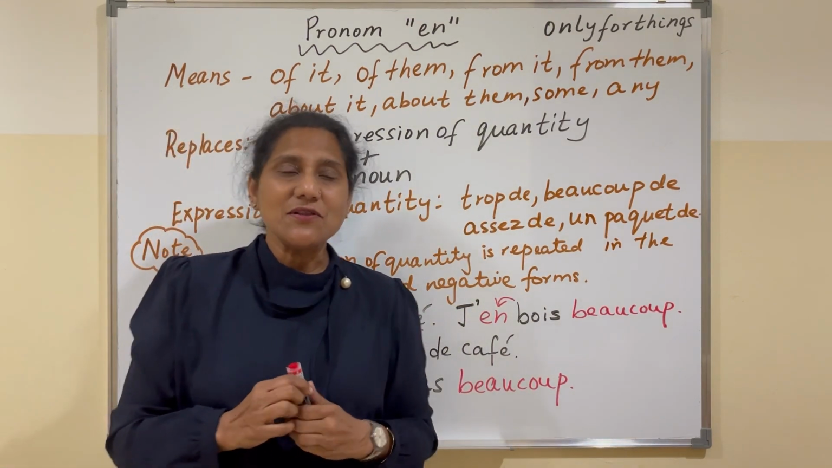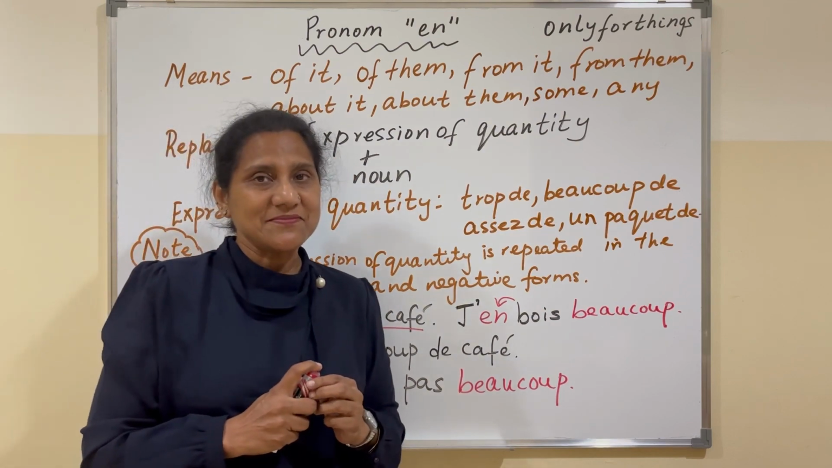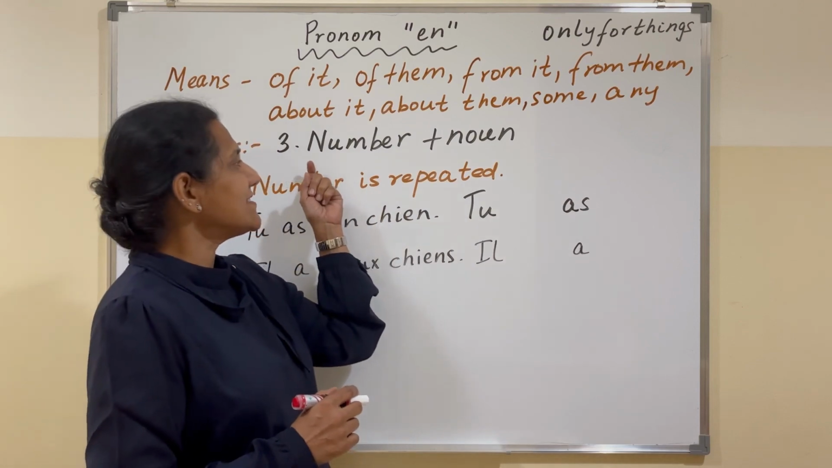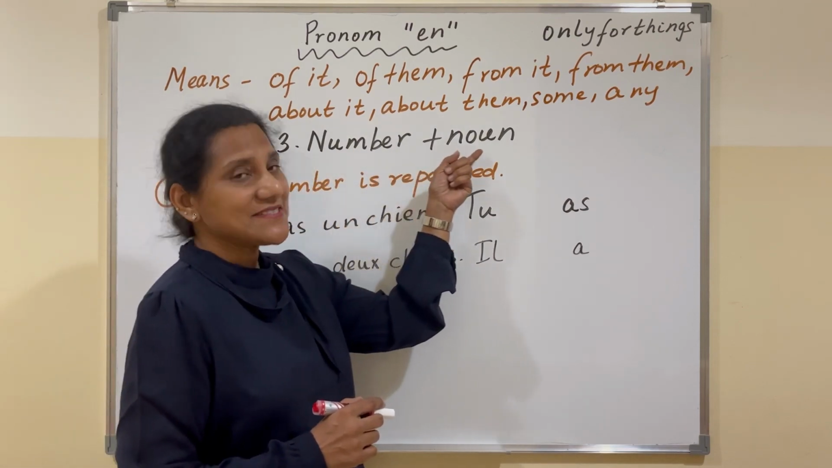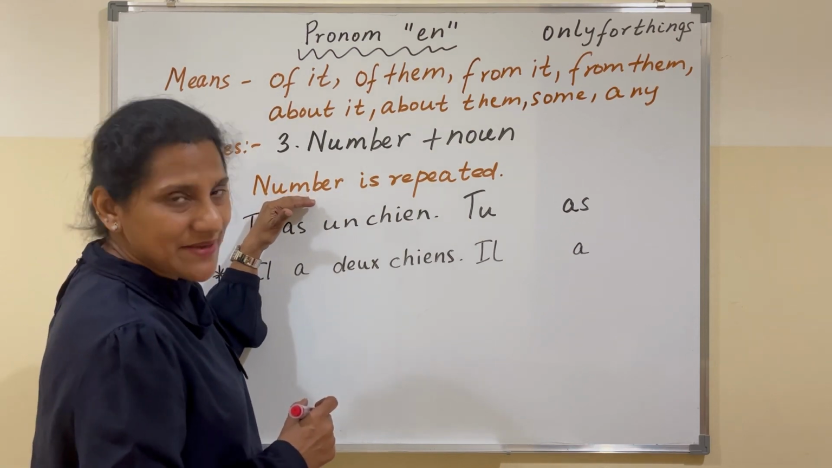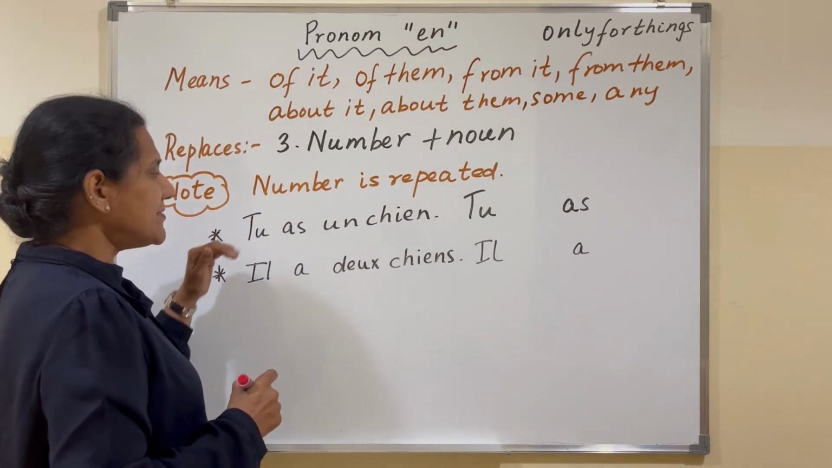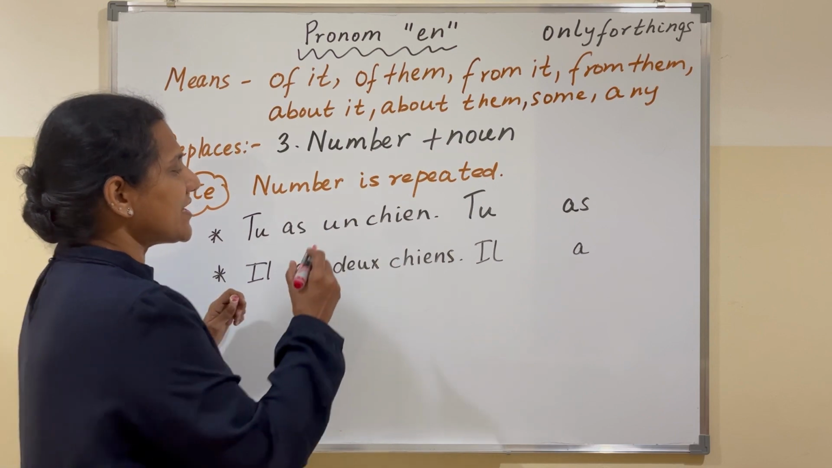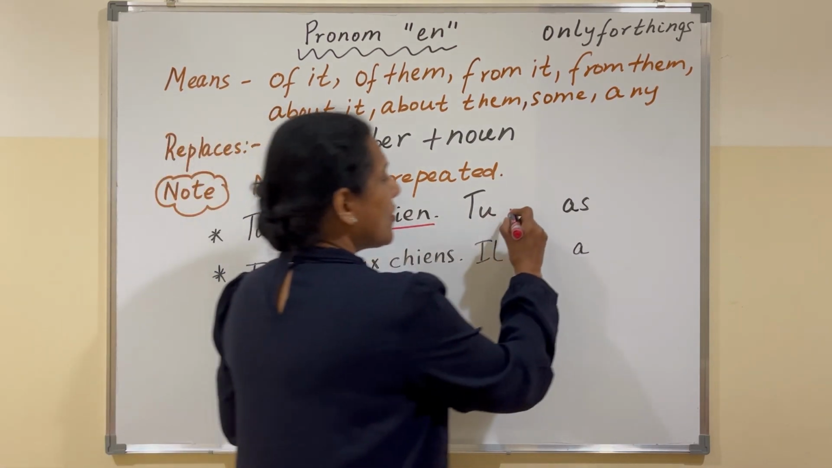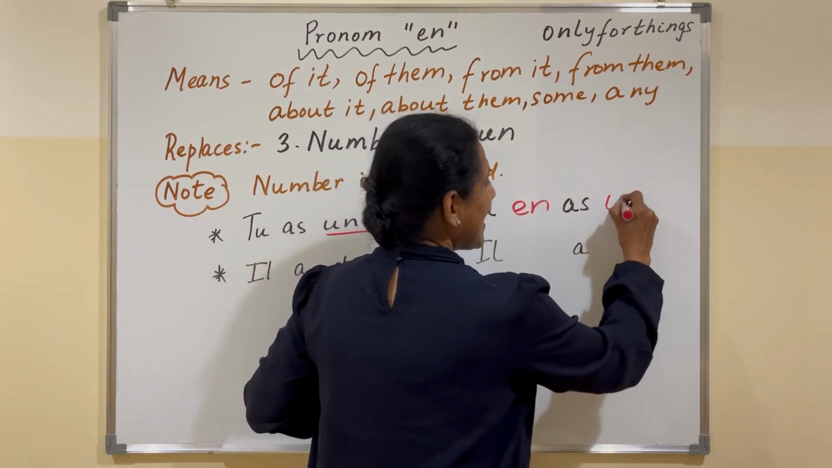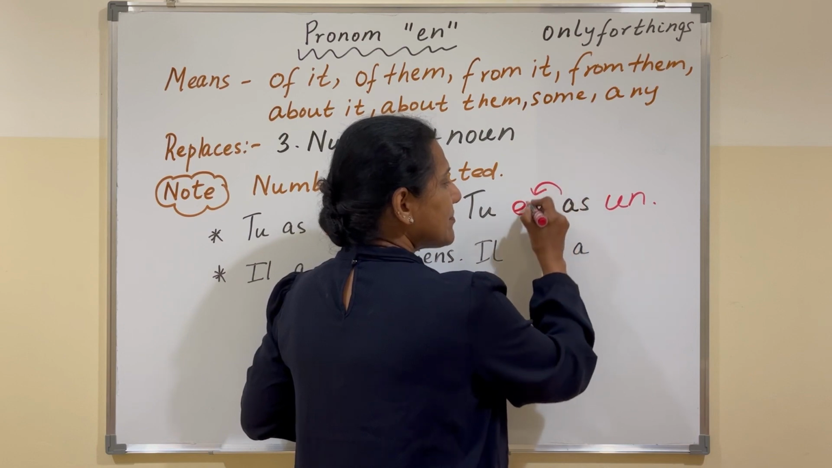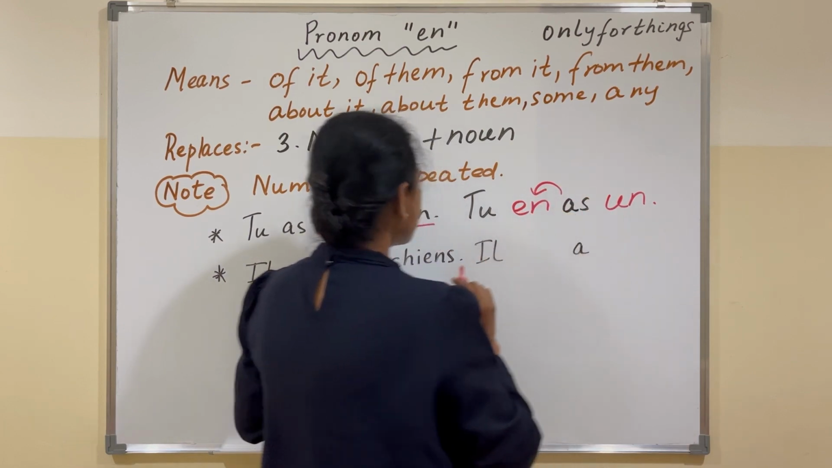Let's continue learning the pronoun en. The pronoun en replaces number plus noun. Now note, the number is repeated. Let's take an example. Tu as un chien. You can see a number plus noun. So, tu en as un. Repeat the number. The pronoun is placed before the verb. This is a simple tense.